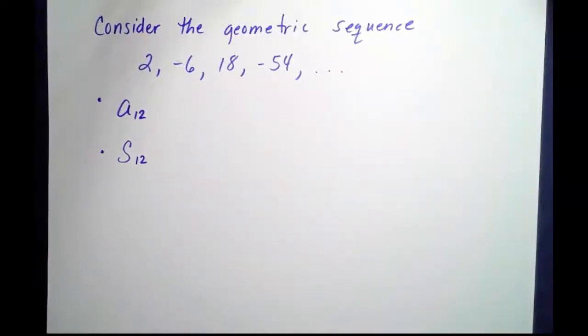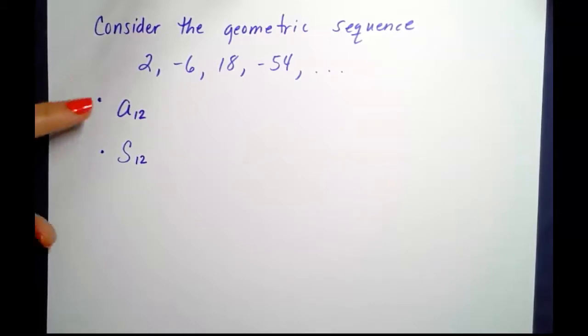Pre-cal, last video for geometric sequences. So here we're given a geometric sequence. Notice this time that it has alternating signs. So that will give us a hint as to what our r is.